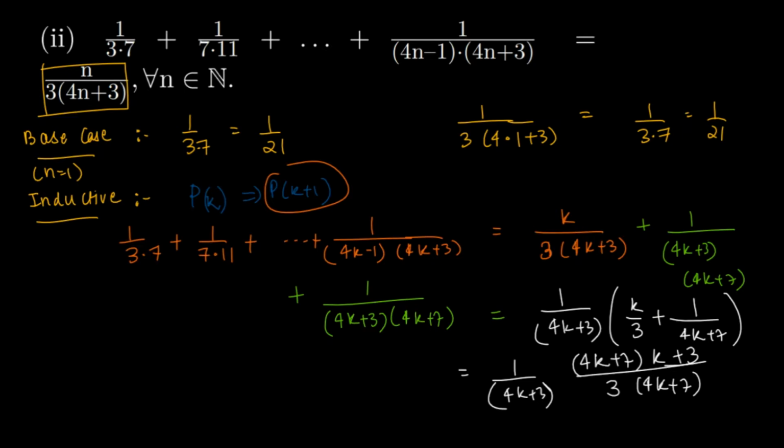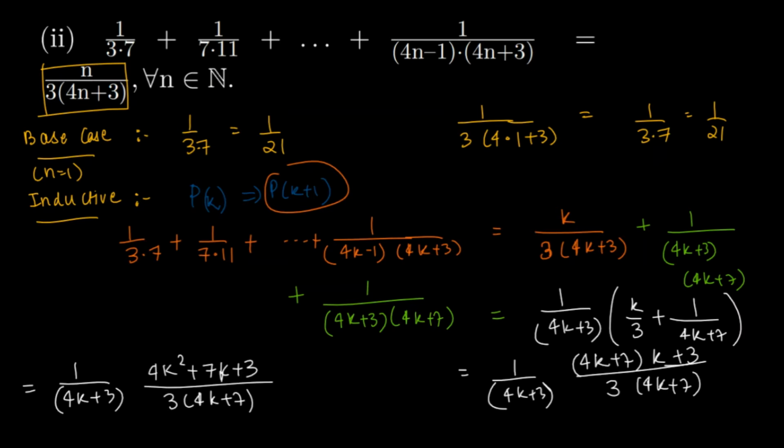This does get a bit messy here, since now you have a quadratic. Let me write that quadratic here. So 4k plus 3 times, and here in the denominator you have 3 times 4k plus 7. This will be 4k squared plus 7k plus 3. And now we need to factorize it.